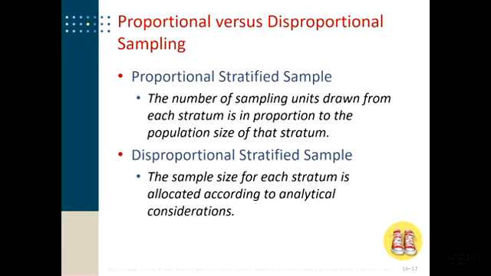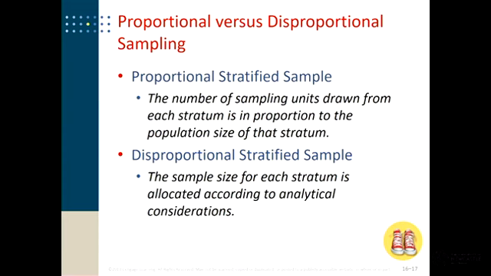Okay, it's not difficult. Probably I told you a long sentence. That's why it seems to be difficult. If we go for proportional stratified sampling, then we select individual sampling units under each stratum in such a way that the proportion of each stratum in our sample represents the proportion of each stratum in the entire population.